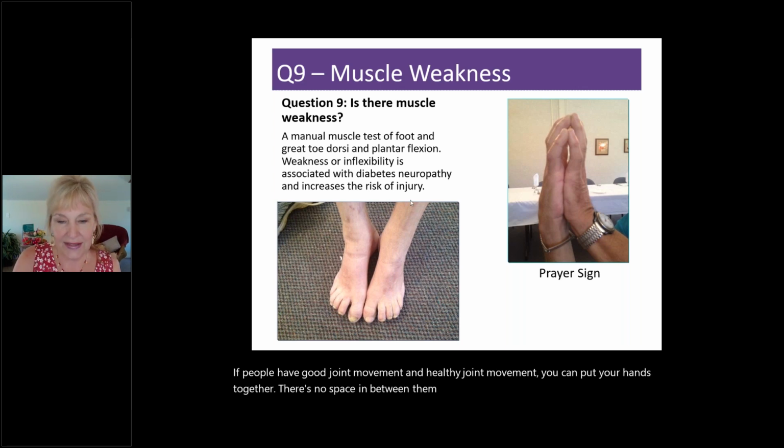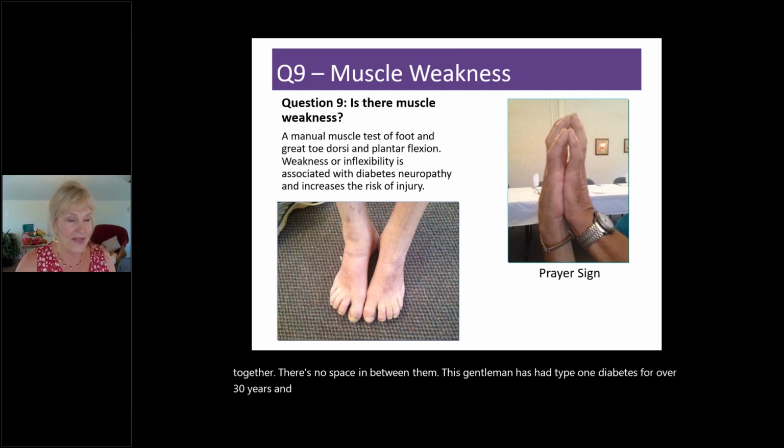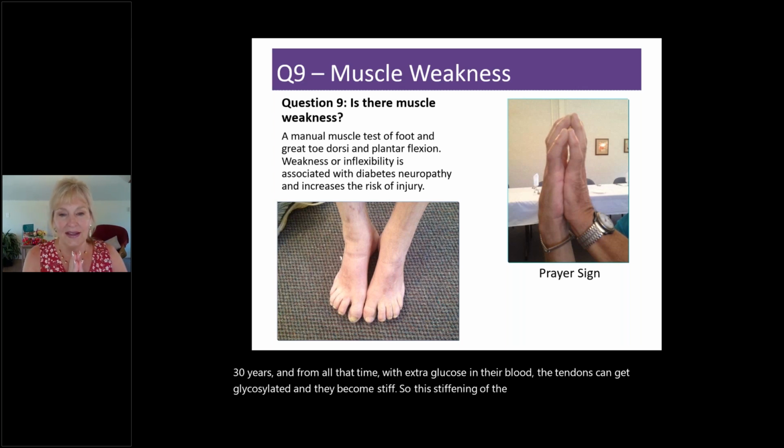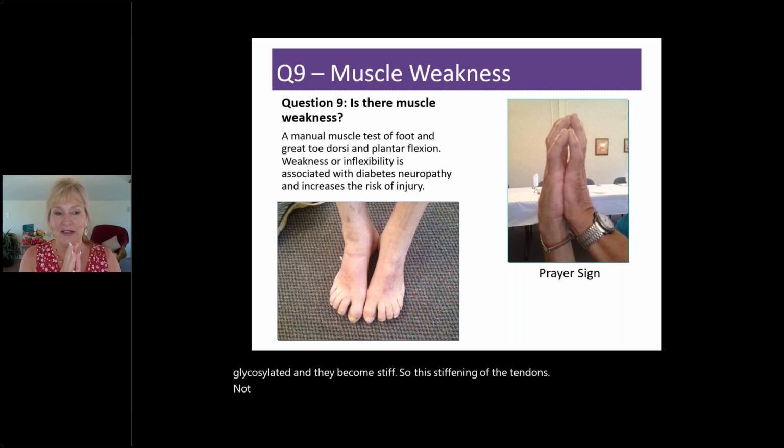This gentleman has had type 1 diabetes for over 30 years. And from all that time with extra glucose in their blood, the tendons can get glycosylated and they become stiff. So this stiffening of the tendons, not only does it happen in the hands, but the hands are really easy to evaluate super fast. It happens in the feet.